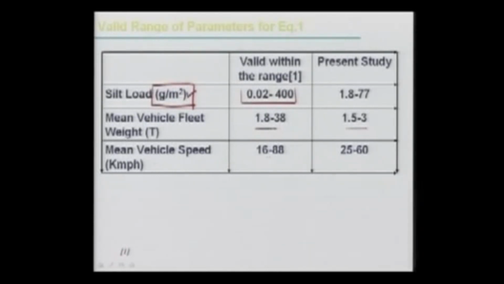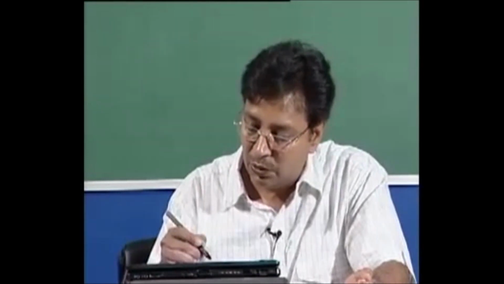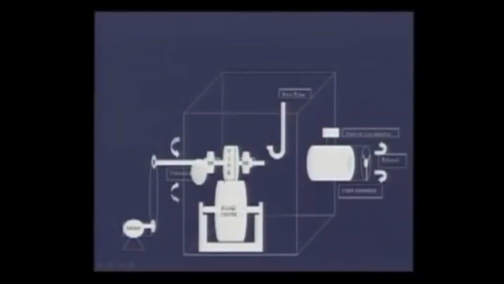Mean vehicle speed, in kilometers per hour, should be between 16 to 88. In this study it was 25 to 60. So we could use this equation to estimate the emissions, but sometimes we also need to do some research on the relationship between the road and the tire, which is particularly not applicable for equation 1. Then we have to run this kind of test.